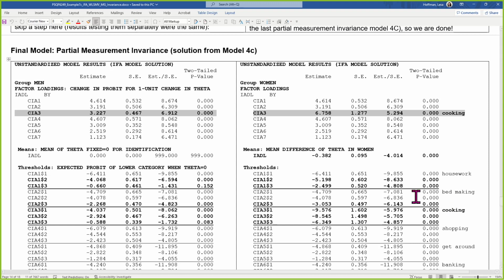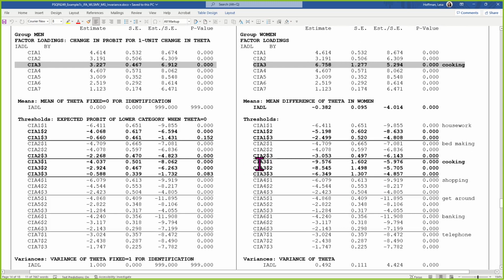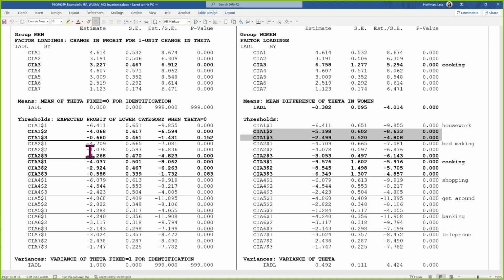Okay. Now we go down here. Item 1 is housework. The thresholds for men for threshold submodel 2 and 3 are different than for women. How would I talk about that? Which group has the more difficult thresholds?